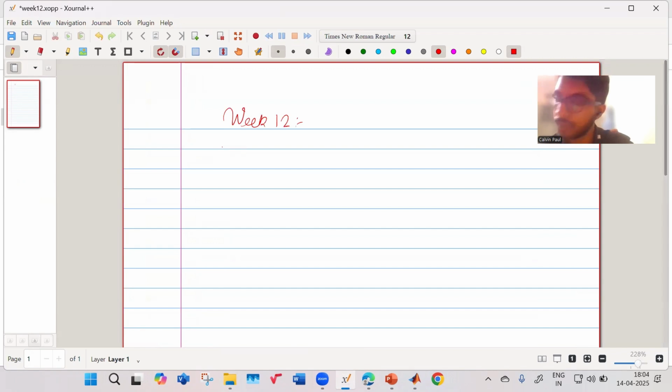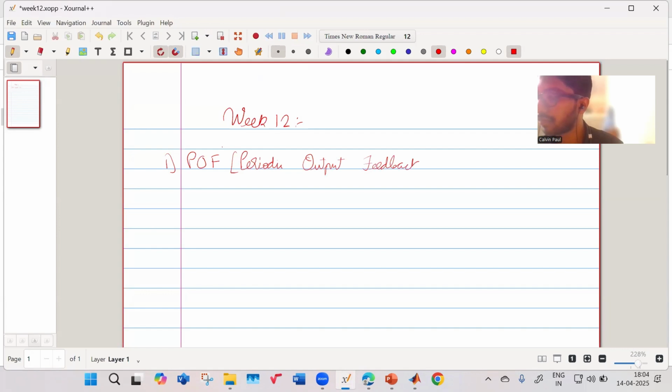So in lecture 12 there are 3 points. One is the POF, periodic output feedback. Then we have fast output sampling, FOS. Then the last is the Kalman filter.